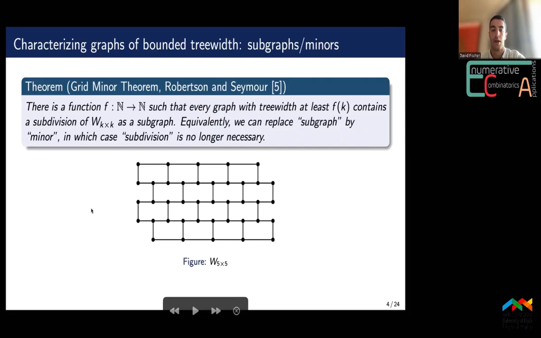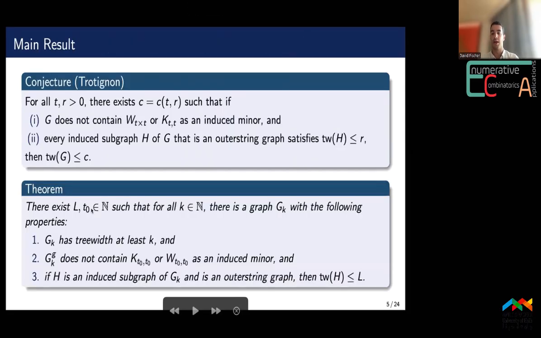And so a big area of study in this field is can we make similar statements, but instead of asking for subgraphs or minors, can we ask for induced subgraphs or induced minors? And so this is a very widely studied topic. And so the main topic of this talk is this conjecture of Chudnovsky, which says essentially that as long as your underlying graph G doesn't have one of these two obstructions as an induced minor, so W_{t×t} is the t by t wall, or the complete bipartite graph K_{t,t} as an induced minor.